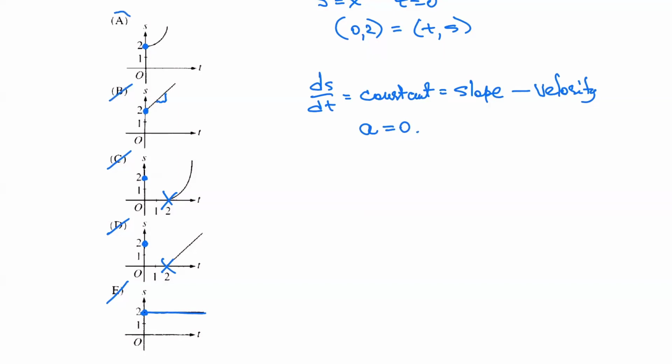So the only answer is A, and A is indeed the correct answer. In this case, you can see that the velocity increases, right? Because the velocity is the slope of this line, and it increases from 0, which is the tangent line at the point (0, 2). So A is indeed the correct answer.